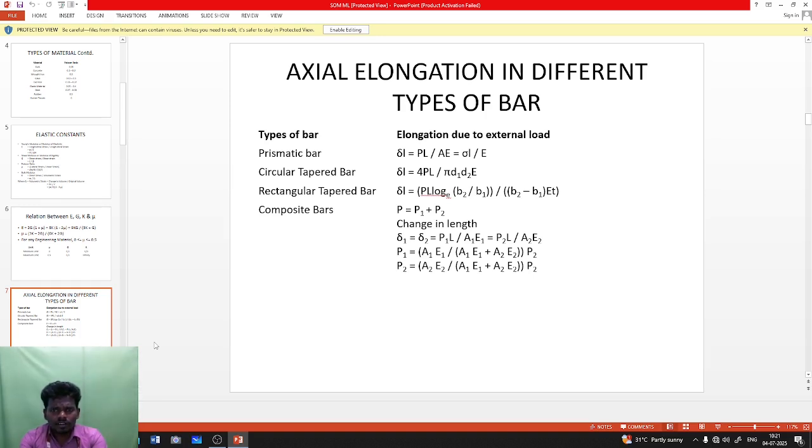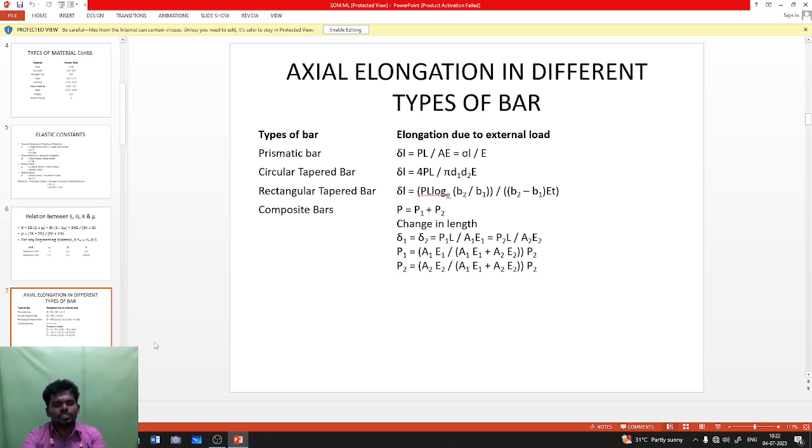Axial elongations in different types of bars. The types of bars are prismatic, circular tapered, rectangular tapered and composite bars. Elongation due to external load, delta L, is equal to PL by AE or sigma L by E. For a circular tapered bar, delta L is equal to 4PL divided by pi D1 D2 E. For a rectangular tapered bar, delta L is equal to P L log e (B2 by B1) divided by (B2 minus B1) into E t.